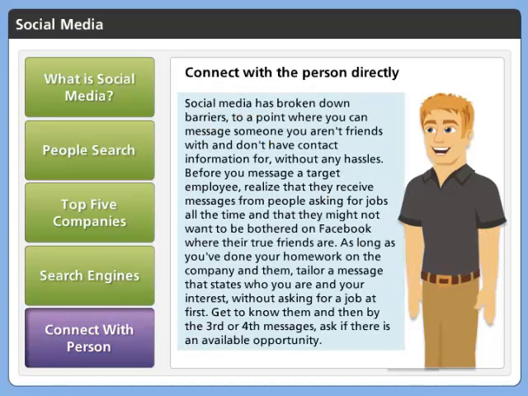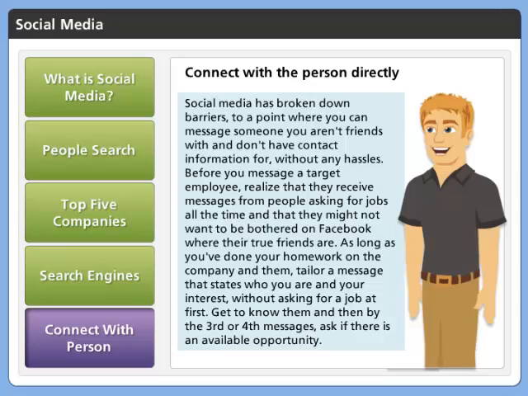Social media has broken down barriers to a point where you can message someone you aren't friends with and don't have contact information for without any hassles. Before you message a target employee, realize that they receive messages from people asking for jobs all the time and that they might not want to be bothered on Facebook where their true friends are.